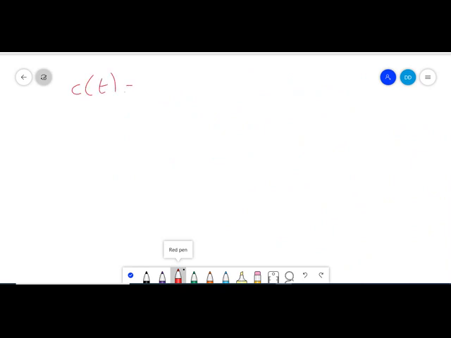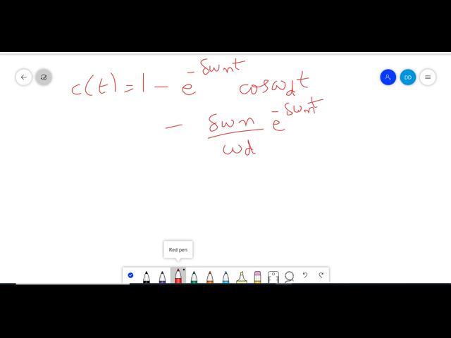Inverse Laplace, C of t is equal to 1 minus e to the power minus delta omega n into t cos omega d into t minus delta omega n by omega d into e to the power minus delta omega n into t sin omega d t, where omega d is equal to omega n into root of 1 minus delta square.